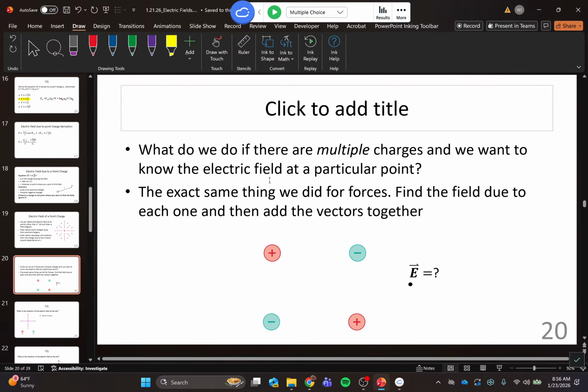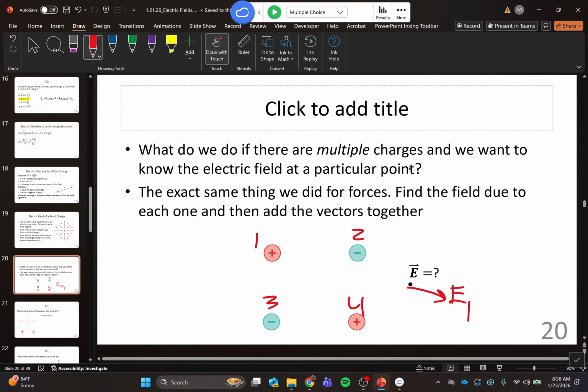Okay, the question is, what do we do if there are multiple charges and we want to find the electric field at a particular point? We haven't done fields, we've done forces. What if there are multiple forces and you want to combine them together? Find each force, combine them together. So in this case, every single charge here makes a field. If I label these, again, it's going to be finger paint, but it'll do the job. 1, 2, 3, 4. The electric field due to 1 is going to point down and away from charge 1. I'll make it a little bit more accurate. So boom, there's the field due to 1.